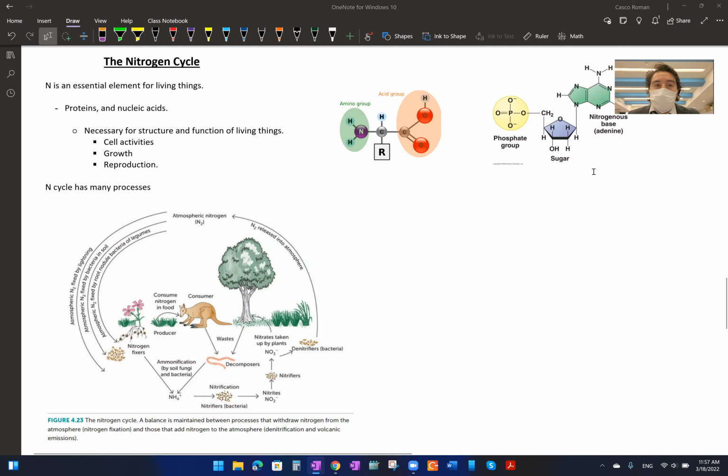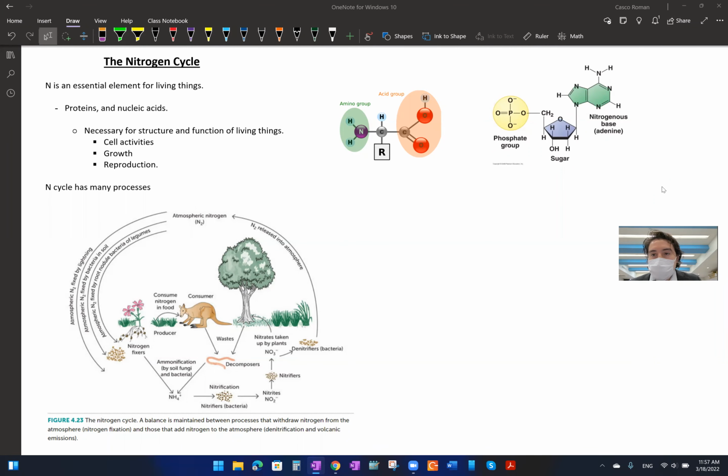All right, guys. So essentially, what I'm going to talk about is the nitrogen cycle and keystone species again, right? Not much to talk about here. It's very brief and not too much detail. Just going to move this here so you guys can see the little drawings.